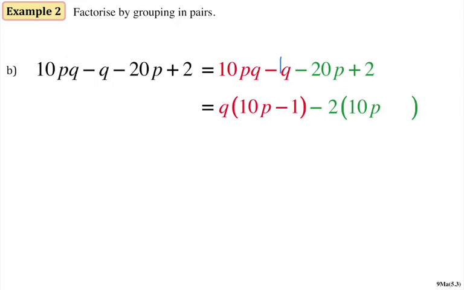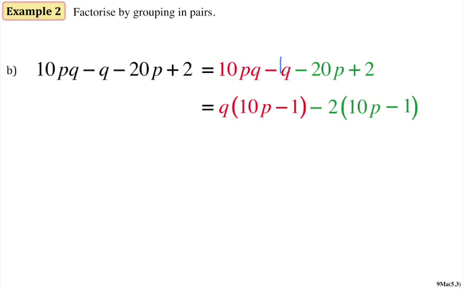If I take out a common factor of minus 2, it goes into 20 10 times. Minus 2 times 10 gives minus 20, and there's my p. Minus 2 goes into plus 2 minus 1 times. That's a bit tricky. Think about this part.